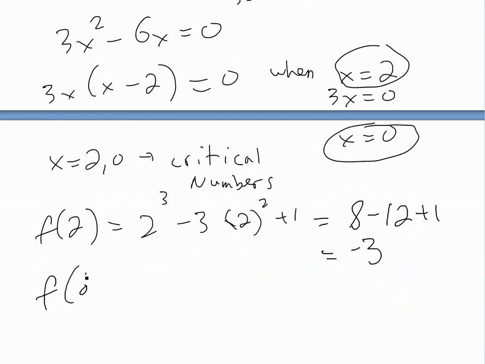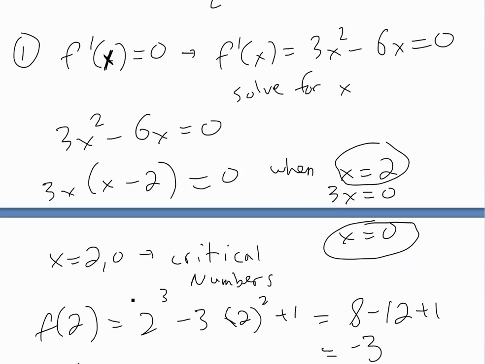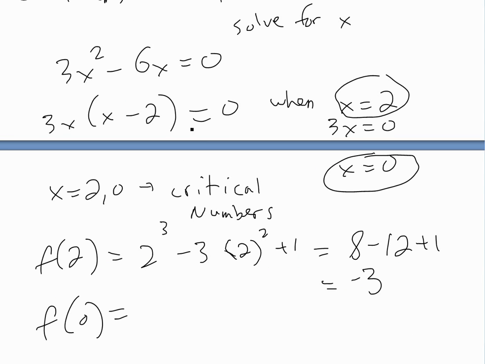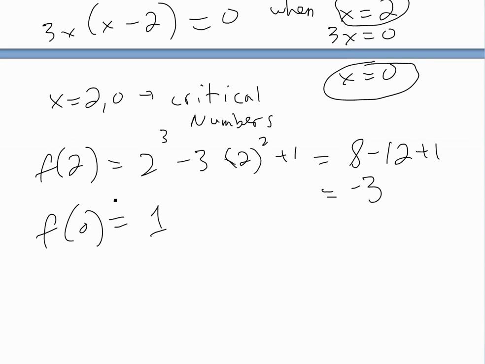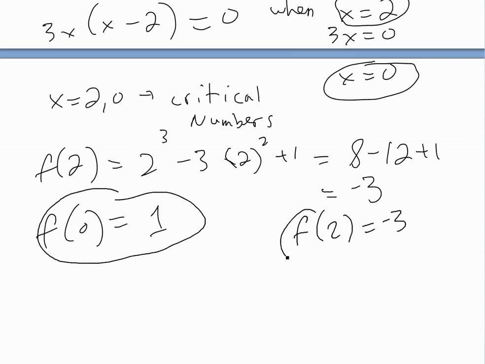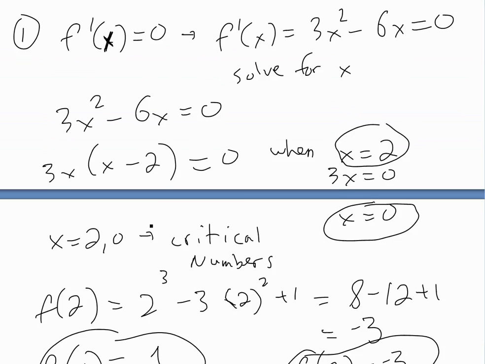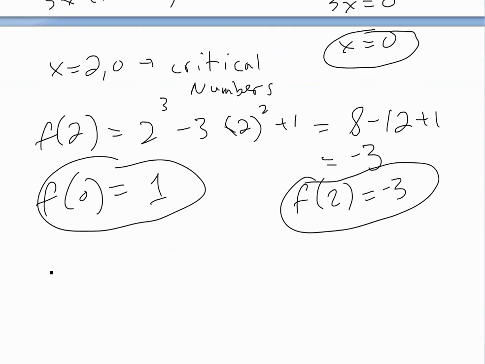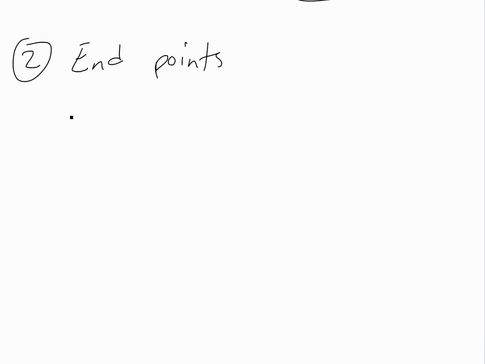And if we plug in f of 0, we just get 1. So these are our critical points here, and f of 2 is equal to -3. These are the critical values. Then we have to find the endpoint values. For endpoints, all we do is plug in the values.